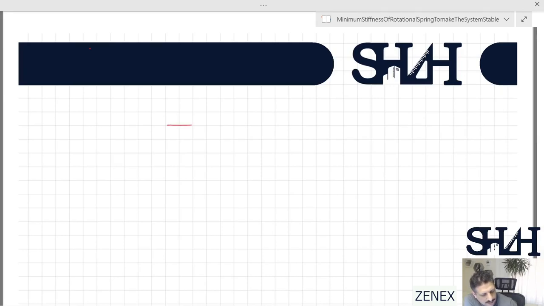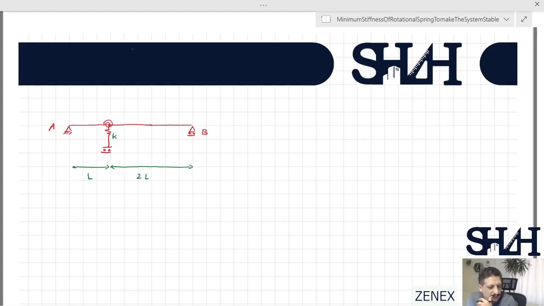So consider the same rigid bars that we had in the previous example at point A and point B, a roller, and here we have the spring and also a rotational spring. The left bar is with the length of L and the right one is with the length of 2L. We can assume that the spring has a constant stiffness of K and the rotational spring with C.